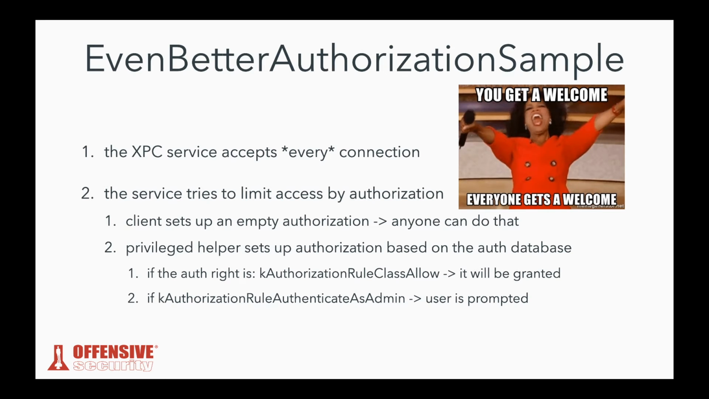There are two main cases. One is the rule class allow, which means, yeah, granted. So it's like it's not there. It will be granted. And then there is another one, authenticate as admin, where the user will get a prompt that the application that is trying to talk to the XPC service is trying to do system modification. Now, if you make a nice icon or name your application look like another one, no one can tell who is making this request.